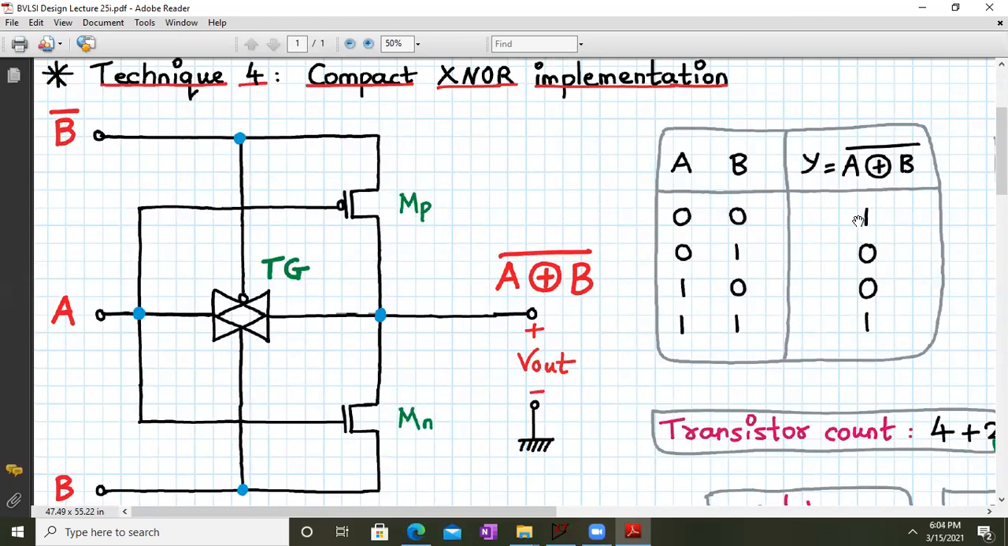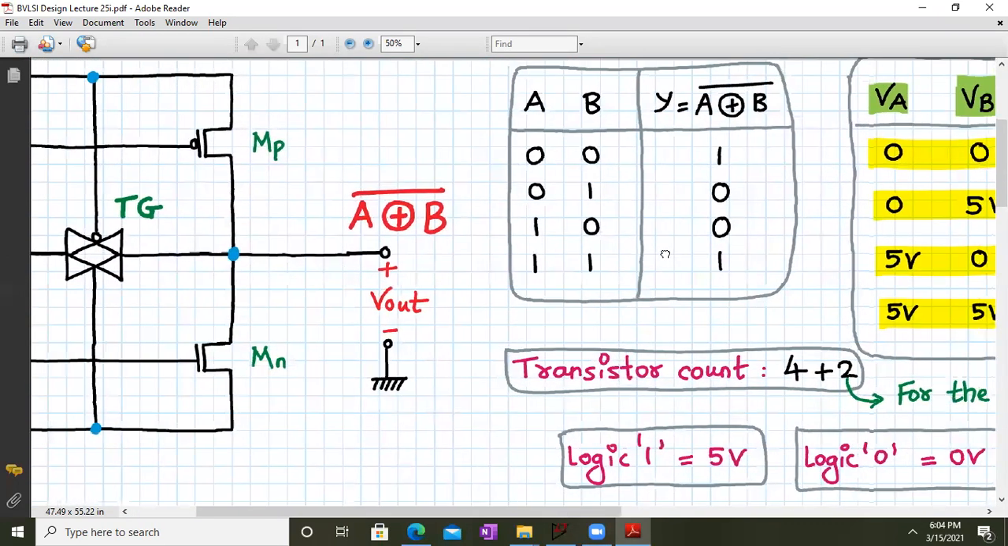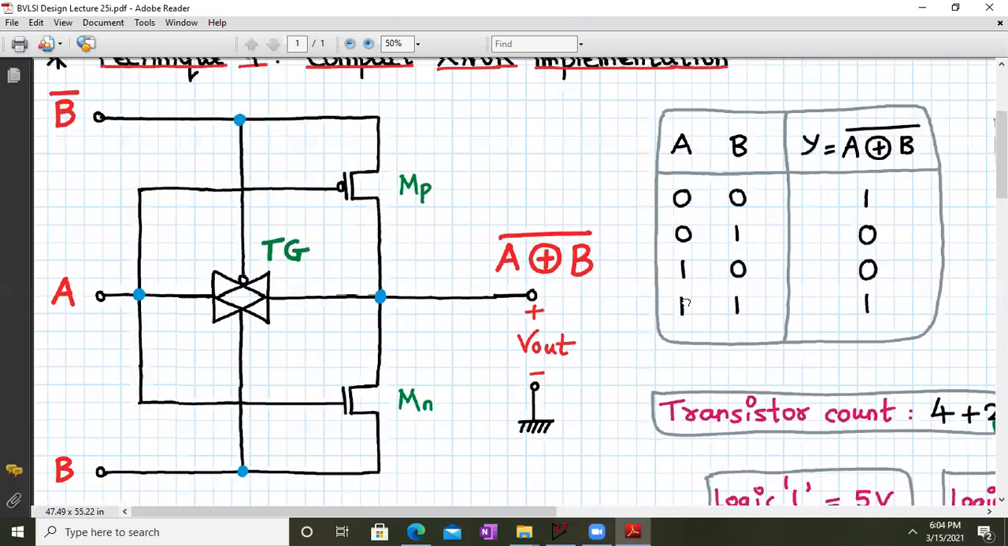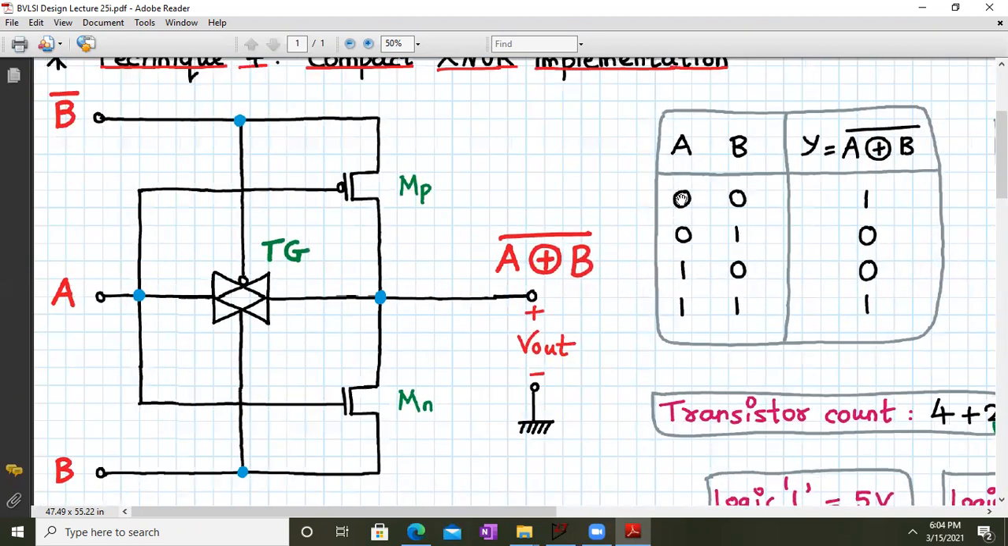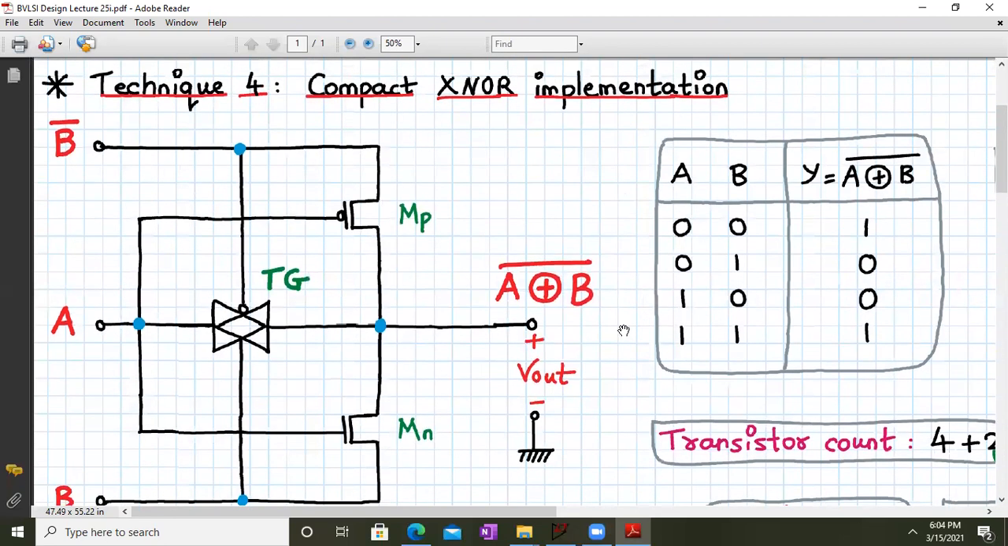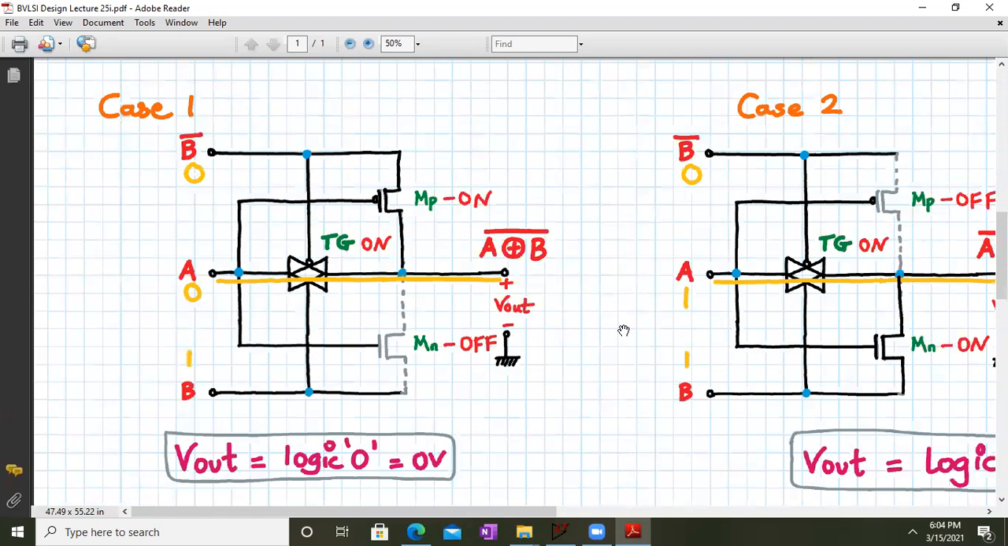XNOR operation is like whenever both inputs are 0 and 0. Well, by the way, whenever we call it a 0, it means logic 0, that means 0 volt, and logic 1 is 5 volt. Whenever both the inputs are same, that is either logic 0 or logic 1, the output will be logic 1, else the output will be 0. So this is the simple explanation for the truth table. Now, let's dive into the working of it.